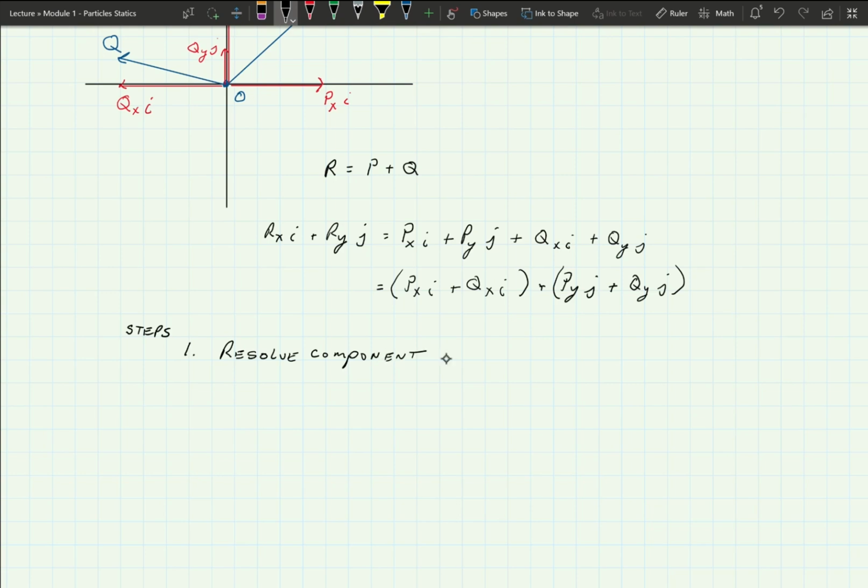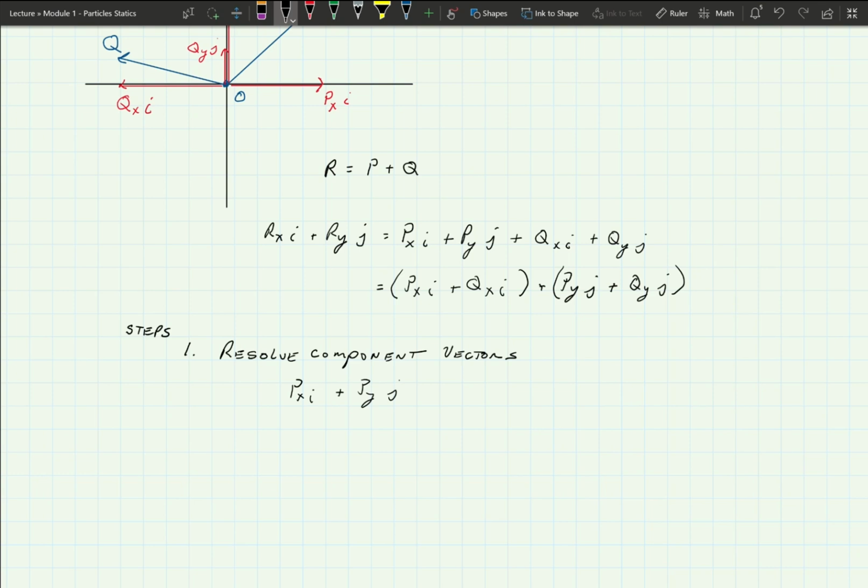Resolve component vectors. Okay, and basically what we're looking for is, let's pick on P for a minute. This is the xi plus pyj, or the q, whatever that is. Basically, that's what we're doing.